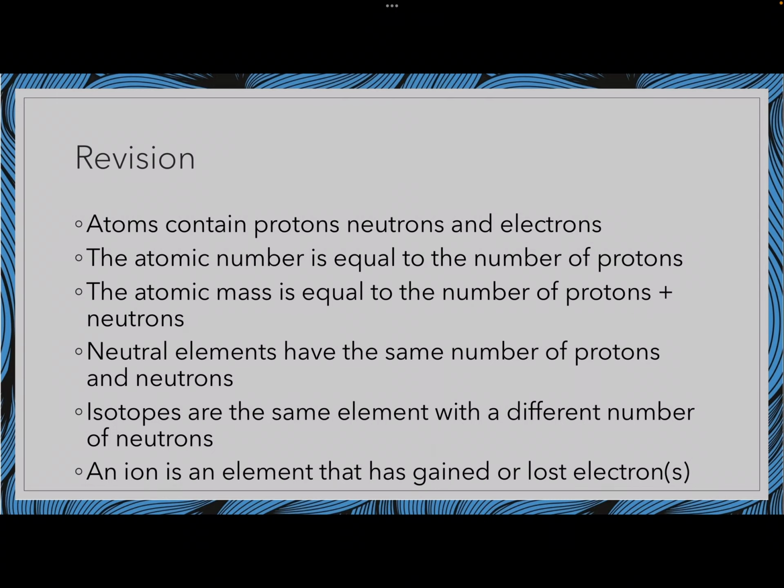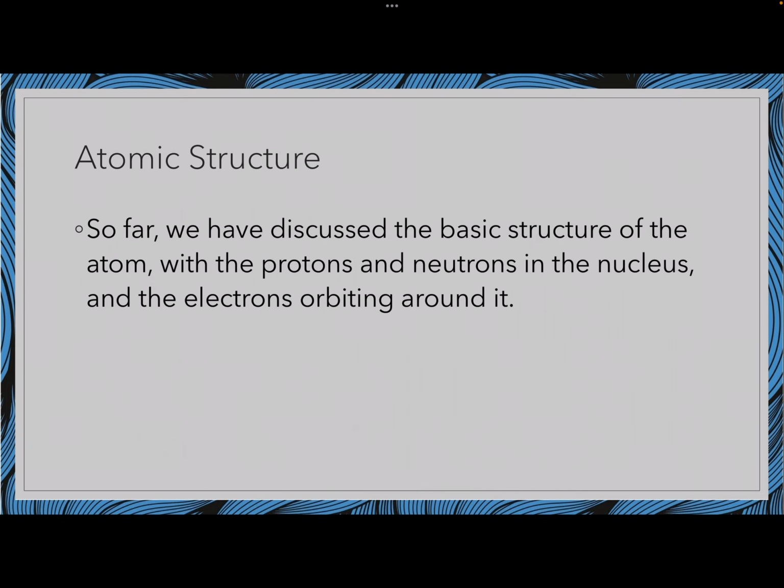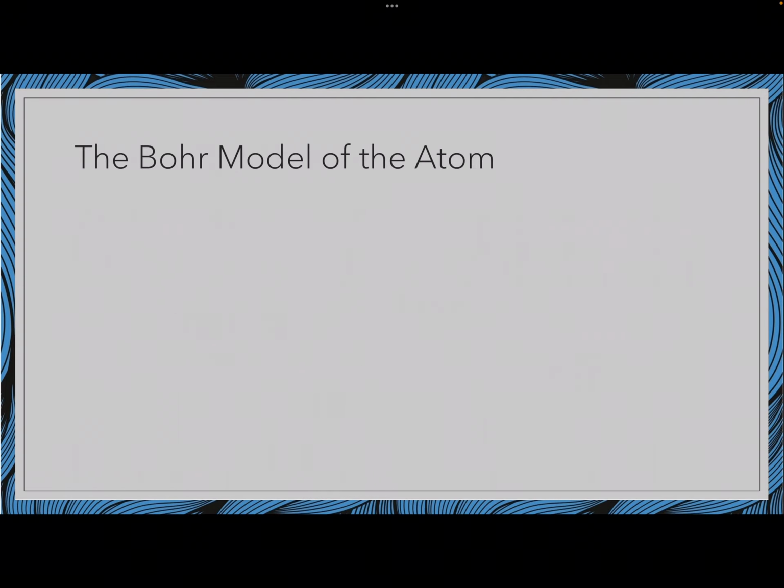So let's have a look at today's stuff. We're going to start with the Bohr model of the atom. We've basically just discussed the basic structure with protons and neutrons in the nucleus and the electrons orbiting around it. The electrons, however, don't orbit randomly. They orbit in set paths at very specific distances from the nucleus, and we call these discrete orbits.